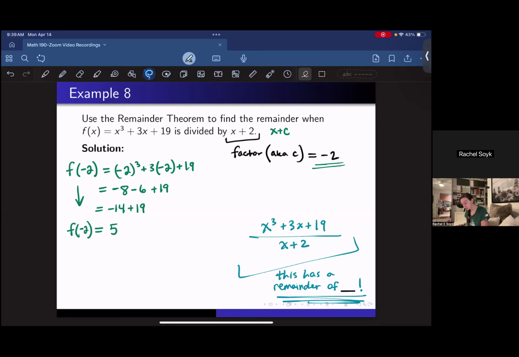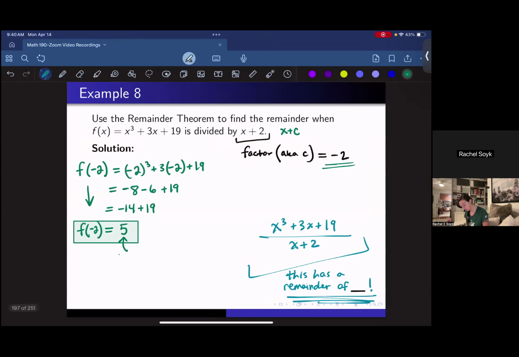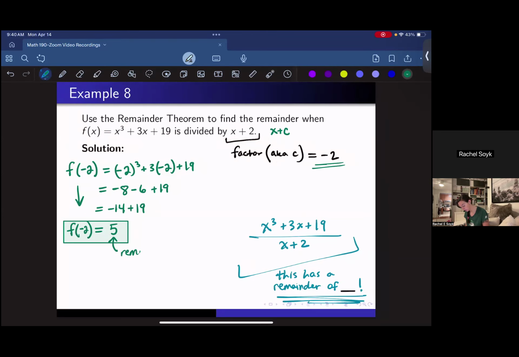Okay, so what does this tell us? This tells us that when we divide our dividend by our divisor, x plus 2, our remainder ends up being +5. And again, it's a quick and easy way to find the remainder without utilizing long division. If you're not convinced, we can do long division off to the side to prove that that's the case.